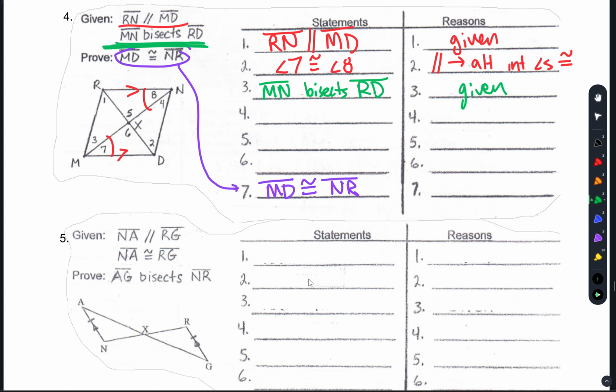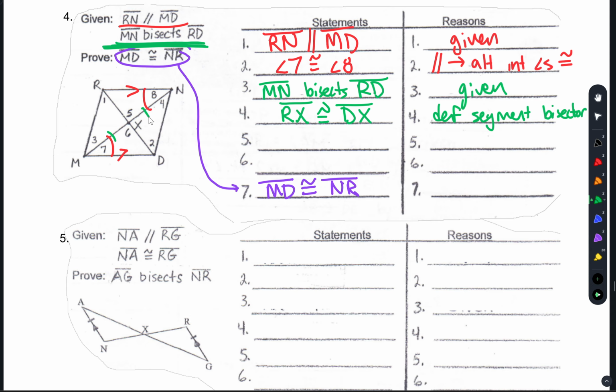What 2 pieces does that give me? Anybody? 2 pieces. Anna. RX is congruent to DX. Perfect. That's by what? Definition of segment bisector. As opposed to definition of angle bisector, we do have to be careful there. There is a difference.